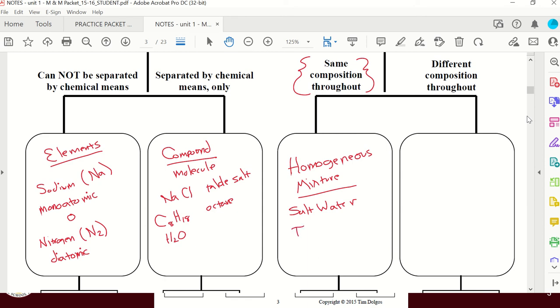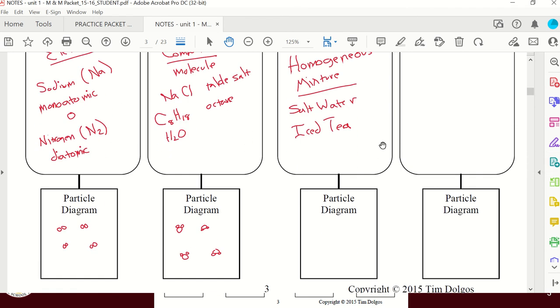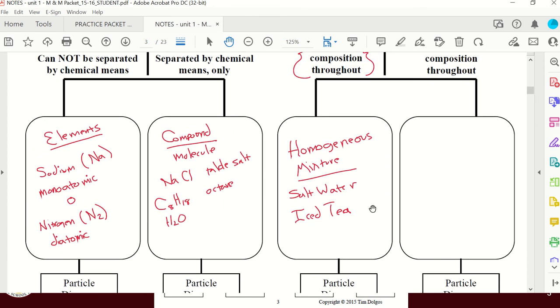Another one of my favorite things to use as an example is iced tea. If you get a really well mixed iced tea, you won't see any particles in there. It looks all the same throughout. When you look at the mixture, if these are the salt particles and these are the water molecules, you'll see them mixed evenly throughout. And so they're mixed together in a nice proportion, but that's it.